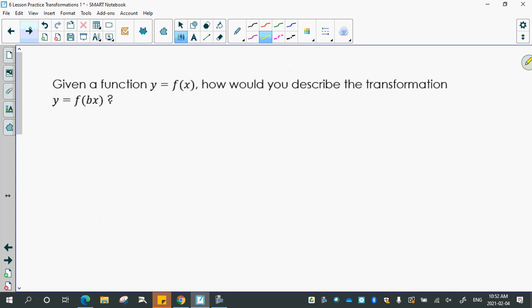All right, so given a function y equals f of x, how would you describe the transformation y equals f of bx? So if there's a number in front of x, underneath the square root sign, or in the absolute value bars, or in the brackets of a parabola, what does that number out in front of x do? What if b is greater than 1? So it's a number like 2, 3, or 4. Horizontal compression.